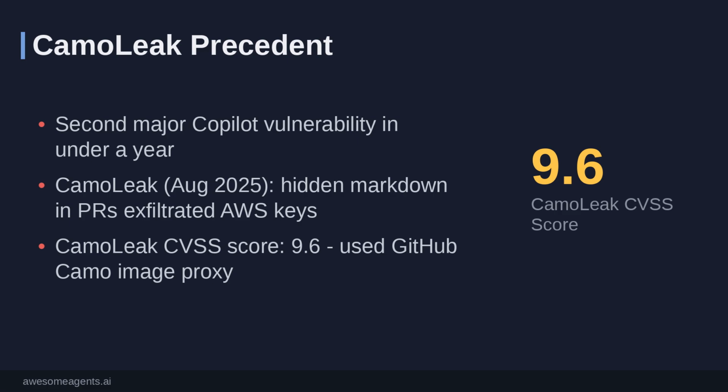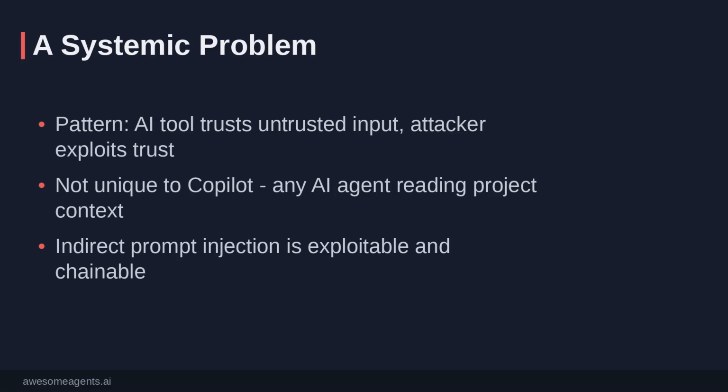But here is the thing I keep coming back to. What is that? This is the second major Copilot vulnerability in less than a year. Last August, there was CamoLeak, which used hidden markdown and pull requests and GitHub's image proxy to exfiltrate secrets. That one got a CVSS score of 9.6. So the pattern keeps repeating. AI tool trusts untrusted input. Attacker exploits that trust. Exactly.